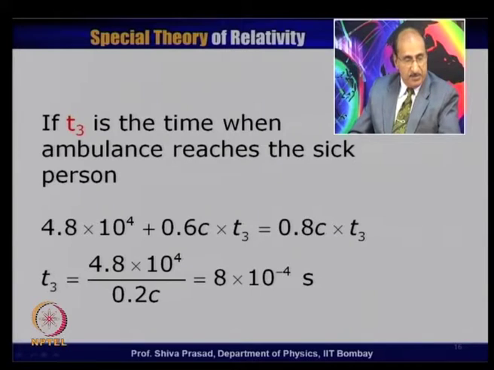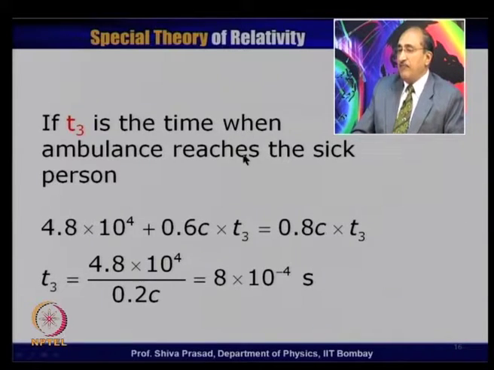This is what I have written in this transparency. If T3 is the time taken when the ambulance reaches the sick person, then the original distance of 48 kilometers plus the distance moved by the train in time T3, which is 0.6 c multiplied by T3, must be equal to the distance travelled by the ambulance in the same time T3 with a speed of 0.8 c, that is 0.8 c multiplied by T3. From this you can calculate the time T3. If you take this to the right hand side, 0.8 c minus 0.6 c becomes 0.2 c, which comes in the denominator, and T3 turns out to be 8 into 10 to the power minus 4 seconds.